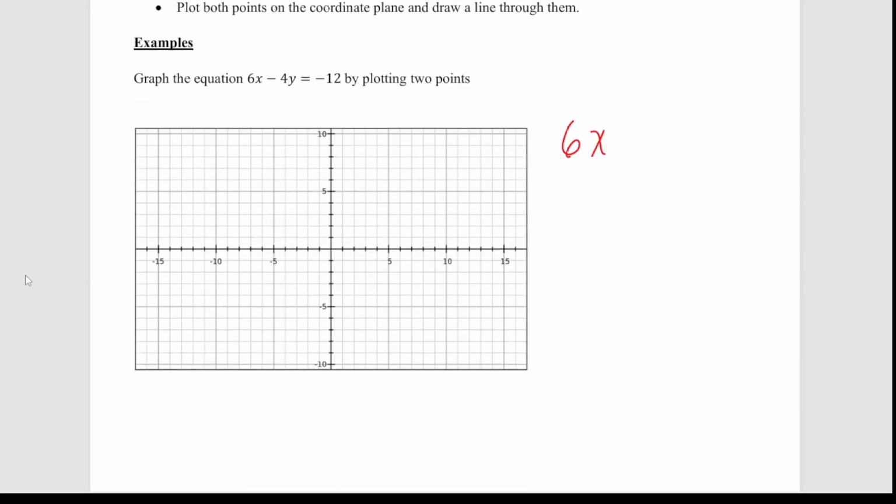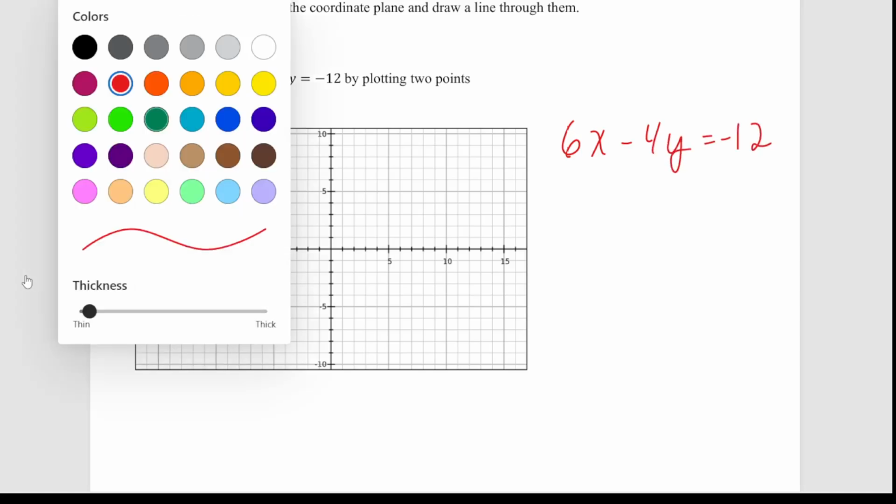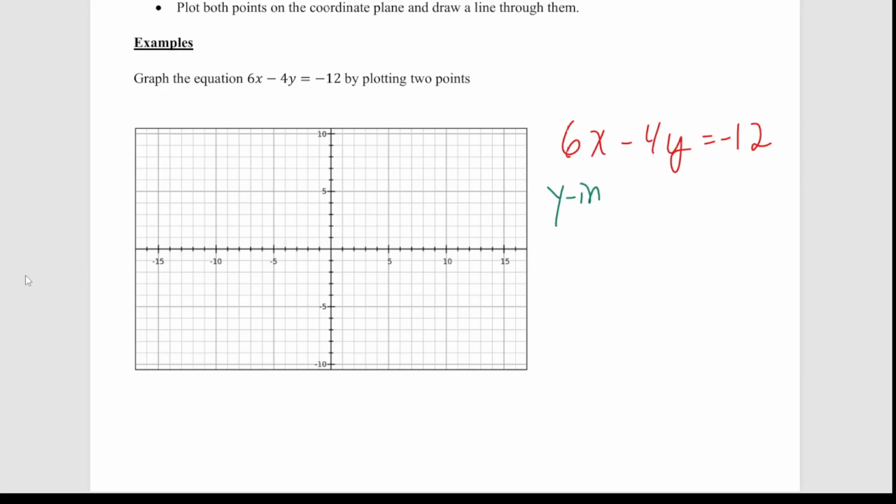So if you have 6x minus 4y is equal to negative 12, and let's say you want to find the y-intercept and the x-intercept, go ahead and pause your video and try to find this yourself, and then we'll go over how to find it together. If you're going to find a y-intercept, that means you want to plug in x is 0, because that's where it crosses the y-axis, so it hasn't moved left or right.